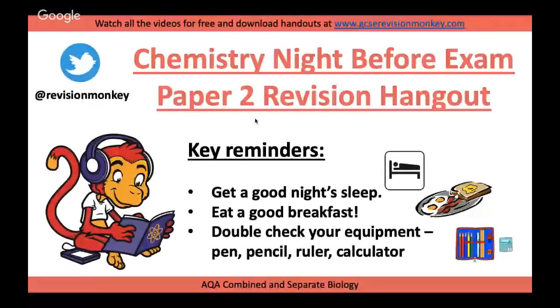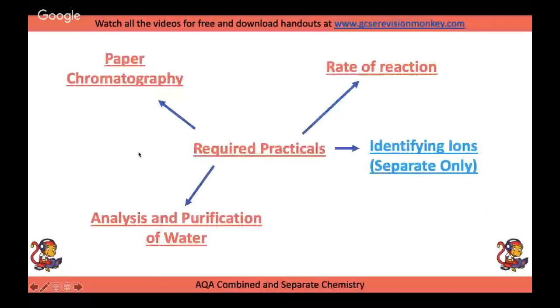Chemistry Paper 2 then. Let's start off with the required practicals. For combined science, there are 3 required practicals: paper chromatography, rates of reaction, and analysis and purification of water. If you want these in lots of detail, I've got another required practical video that you can watch after this, but I will go through these briefly again now. And for separate only, identifying ions required practical. So let's start off with paper chromatography then.